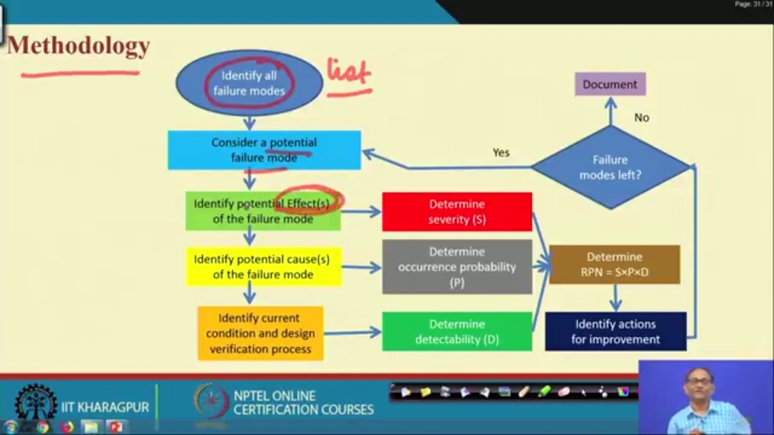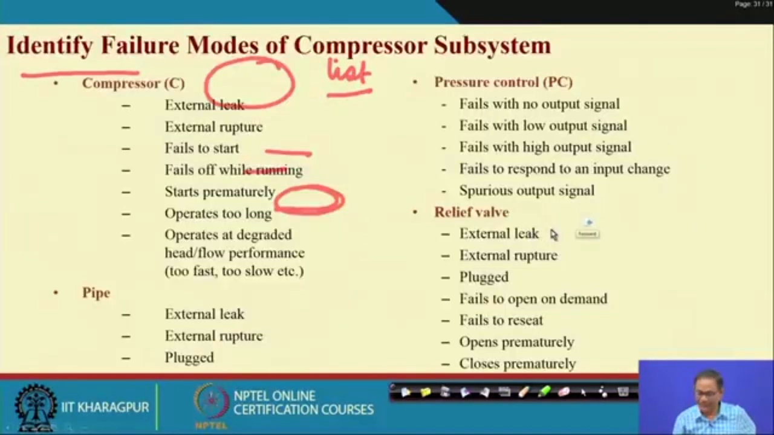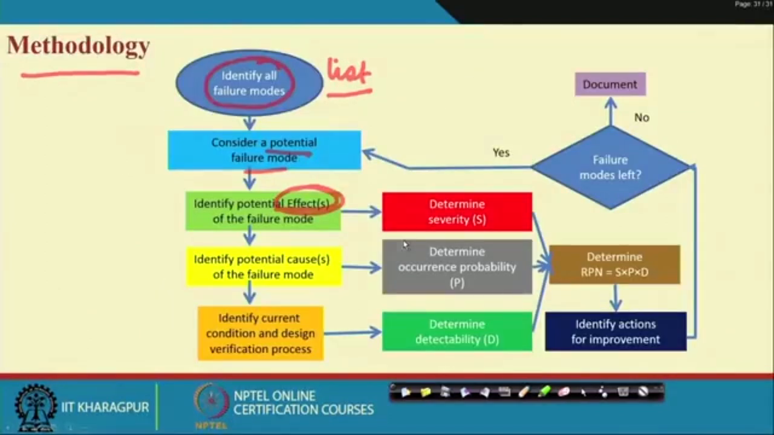What is the consequence that is going to have? So this will talk about severity. For example, in this particular case, if you see that external rupture, the compressor rupture, what will happen? It will not create a huge thing. So in that case, severity will be high. Other cases, severity will be low.